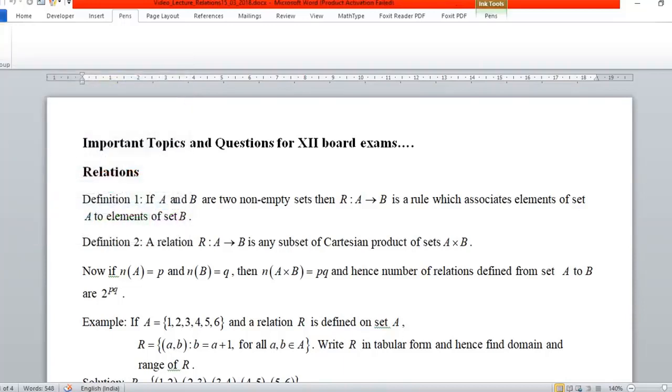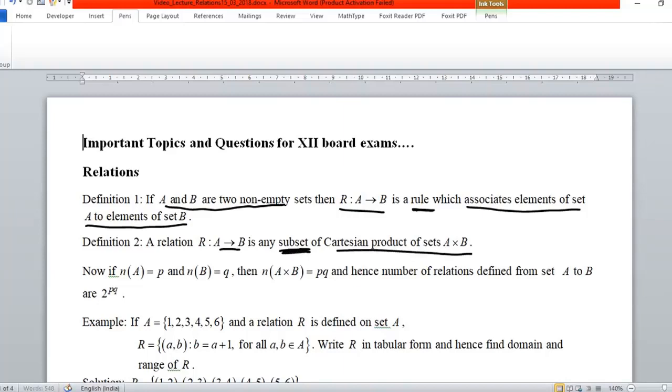Let us start with the very basic definition of a relation. If A and B are two non-empty sets, then a relation defined from set A to B is a rule which associates elements of set A to the elements of set B. There is another definition for a relation. Relation R defined from A to B is any subset of the Cartesian product of the sets A and B.